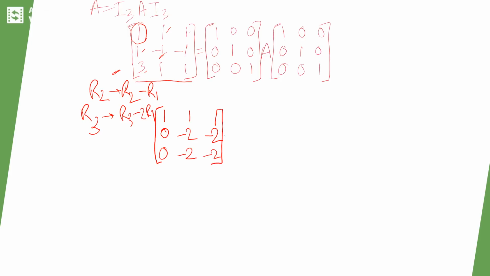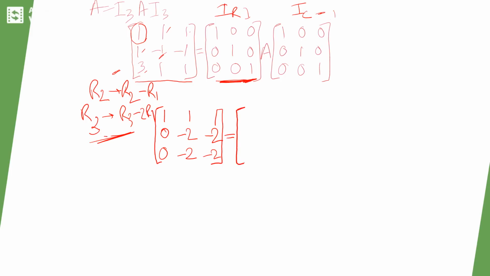Because we are applying row transformation, we apply the operation on the left hand side. We always remember this is IR and this is IC. This matrix is the identity matrix formed by the number of rows in that matrix, and this is the identity matrix formed by the number of columns in that matrix, because sometimes the matrix is not a square. So we apply the same operation on that matrix.